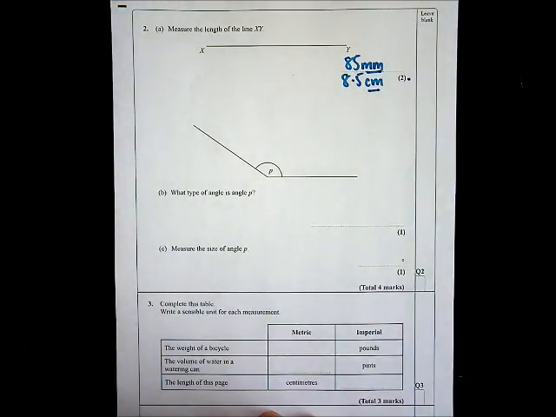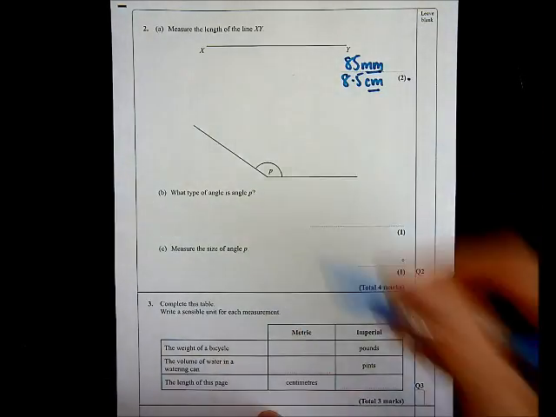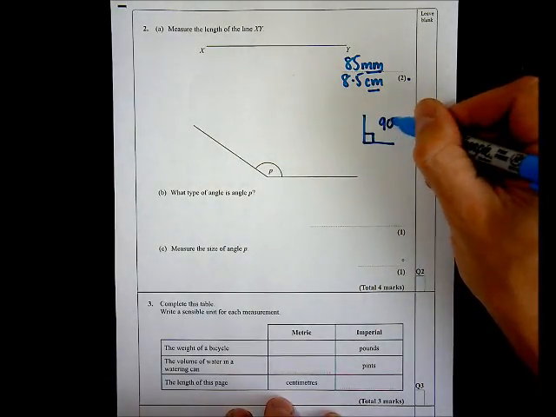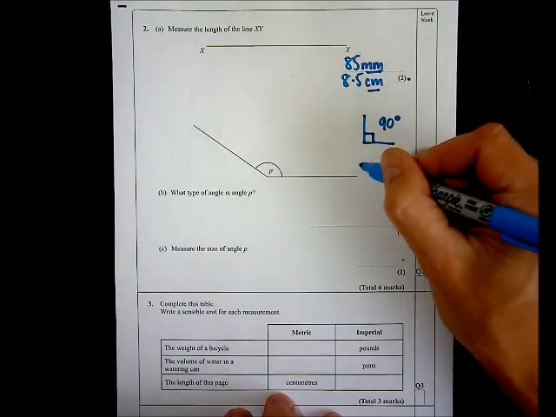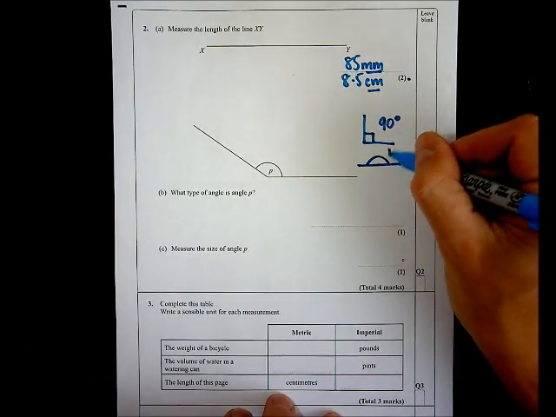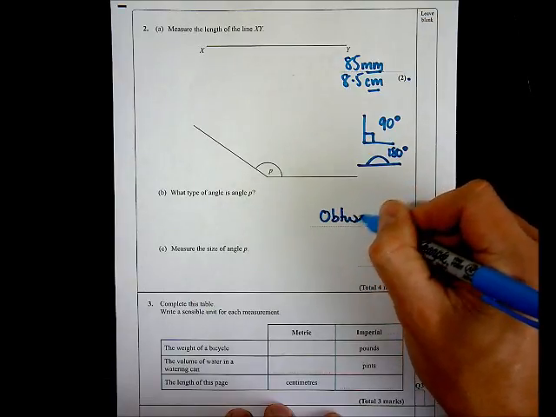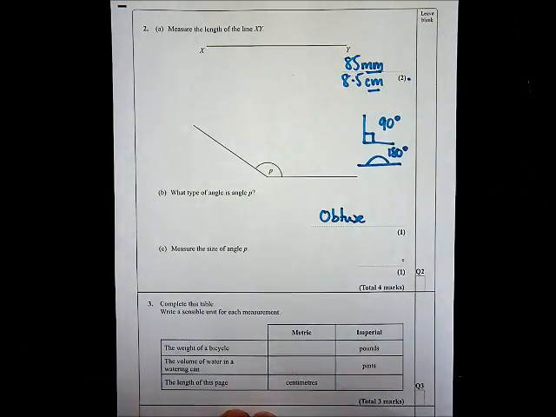In part B, I'm asked what type of angle is angle P, and as that is more than a right angle, but less than a straight line, this makes it an obtuse angle. And then in part C, I'm asked to measure that obtuse angle.